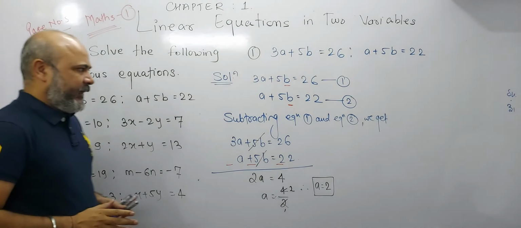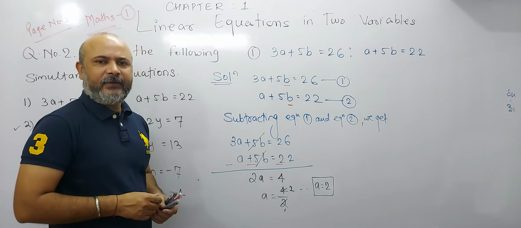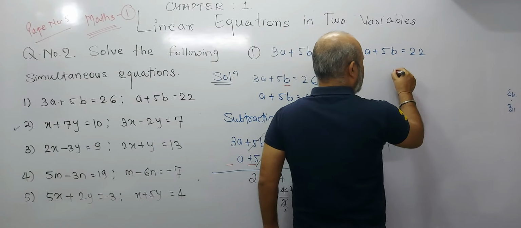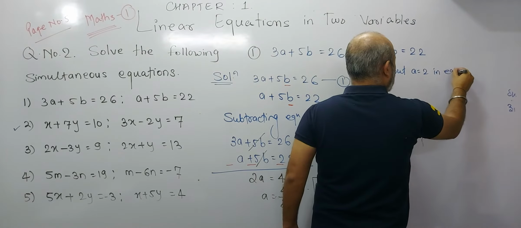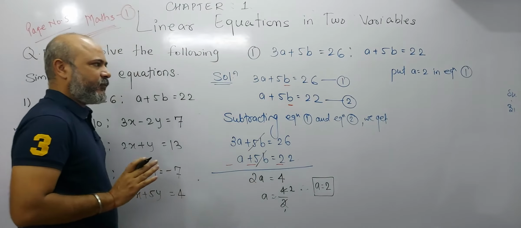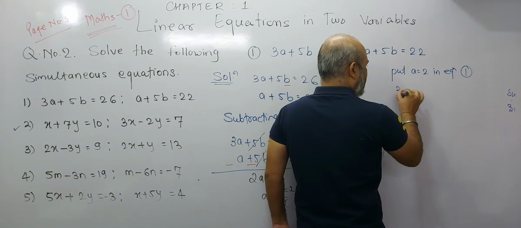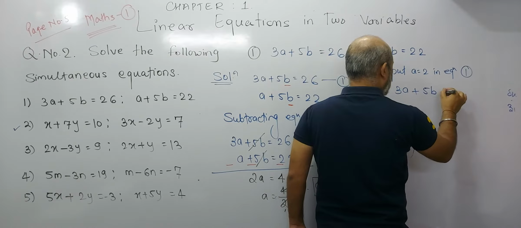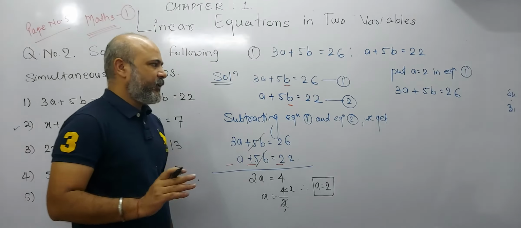Once you get the value of a, you will put it in either equation 1 or 2, so you will get the value of b. Now we will put a is equal to 2 in equation 1. We are going to put a is equal to 2 in equation 1. What is equation 1? Equation 1 is 3a plus 5b is equal to 26. Equation 1 is what? 3a plus 5b is equal to 26.